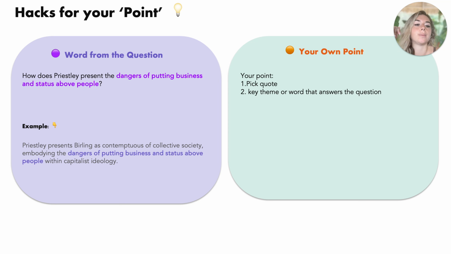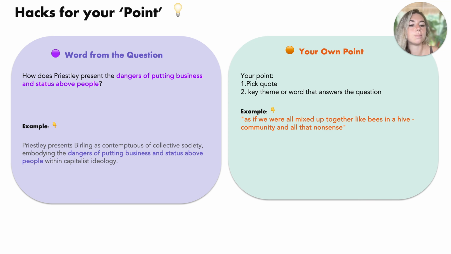So the first thing we do to make our own point is we've got to pick our quote, and then we've got to think about a key theme or word that answers that question. So let's say, for example, this is my quote that I've decided to pick, and then I'm going to go through my different key themes, and I can either think about a word that answers the question or a key theme if it can link. And I'm going to look at this and I'm going to go, this quote could link to capitalism, and I can link capitalism to the dangers of putting business and status above people. That is how I'm going to create my argument for each paragraph.